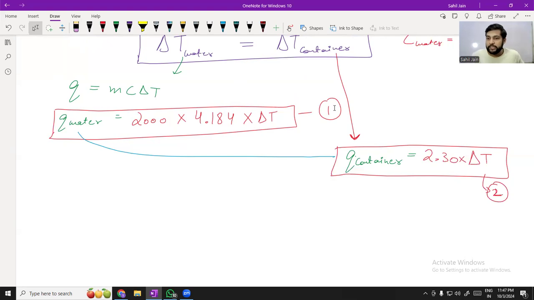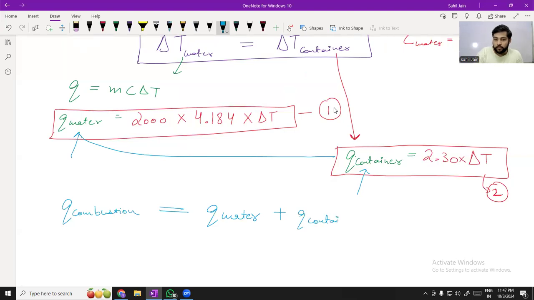But where is this heat coming from? The water is absorbing heat and the container is absorbing heat. They are both getting this heat from the combustion of ethanol, remember? So we can say the heat evolved by combustion of ethanol would be exactly equal to the heat absorbed by water and the heat absorbed by the container. They both will be absorbing all of that heat.